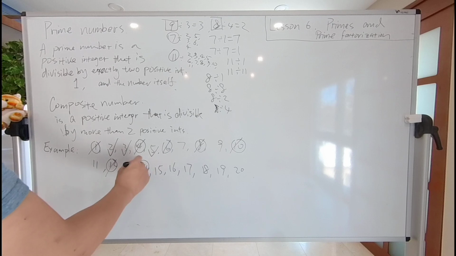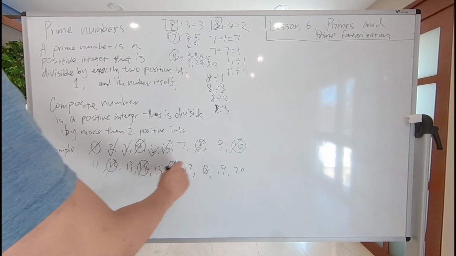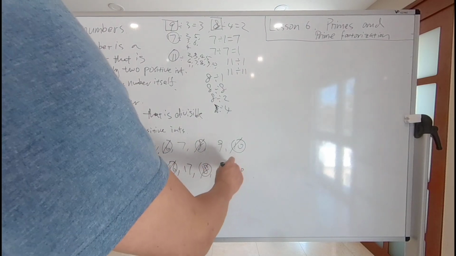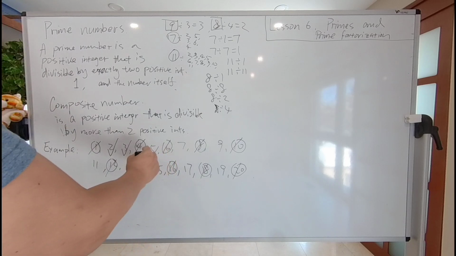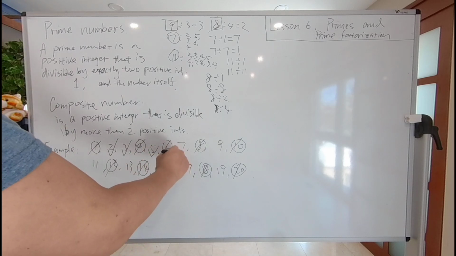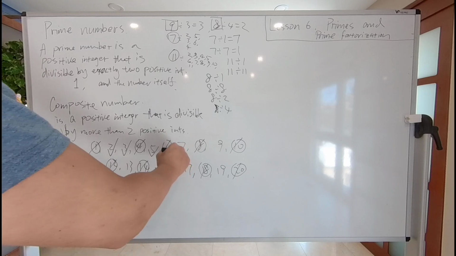So this actually not only applies to the numbers within 20, but it applies to all positive integers. Other than 2, all other even numbers are not prime numbers. Then we go back to here and keep checking the rest of the odd numbers.